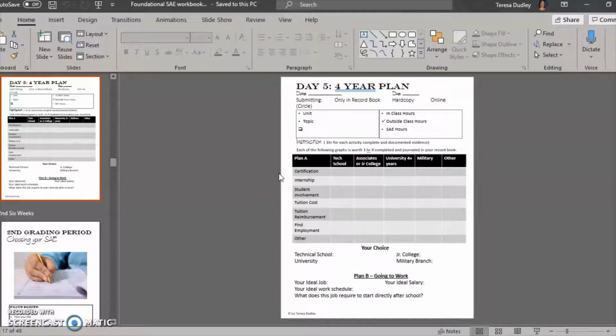This day 5 4-year plan wraps up the first 6 weeks. After the kids complete day 5, if you wanted to do a day 6, you would simply want to run some reports, and we'll put that video on FFA Fridays for you guys to review. Next week, we'll start in on the second 6 weeks, which is all about choosing your SAE, which is also going to help us dive into the record books a little bit more.